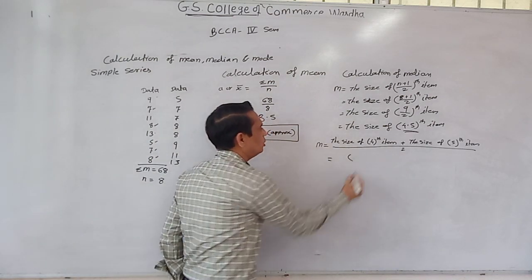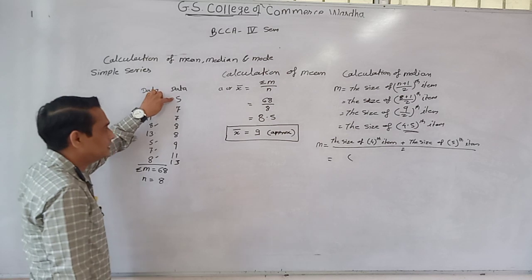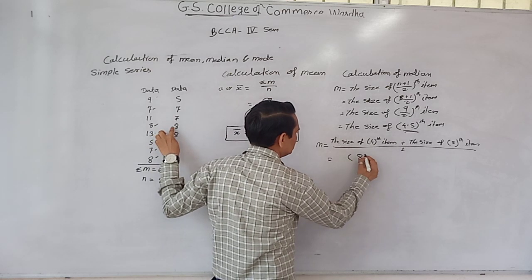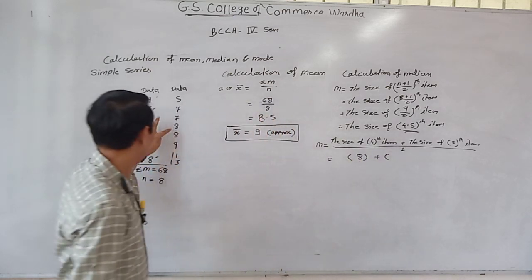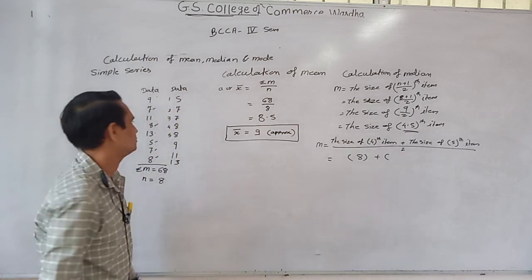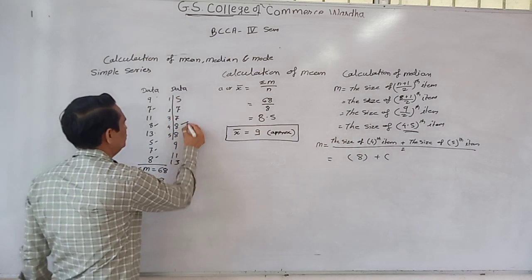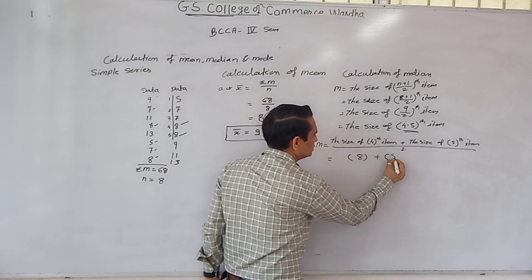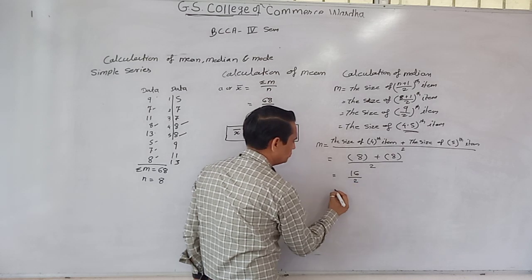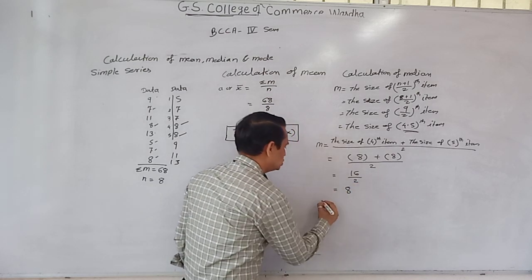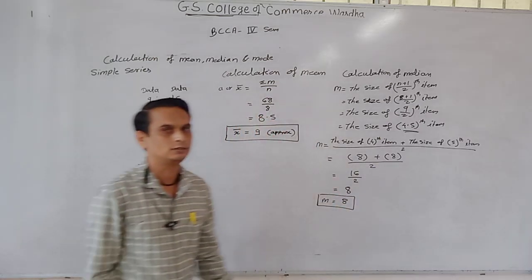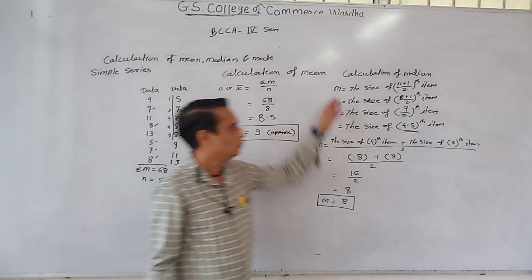So the fourth item in the ascending order series, 1, 2, 3, 4, is 8, plus the fifth item, which is again 8. Fourth and fifth. Again 8 divided by 2. So we have 16 divided by 2, that is 8. So M equals 8, meaning median equals 8. This way we calculate the mean and median.